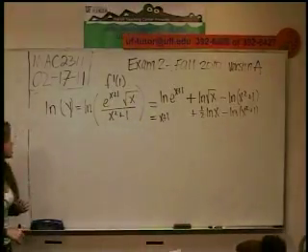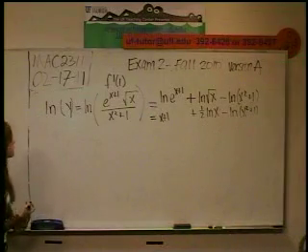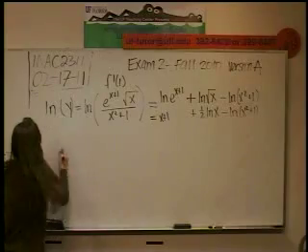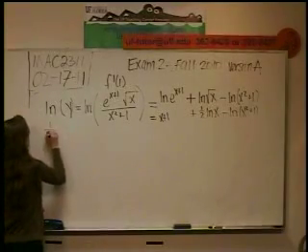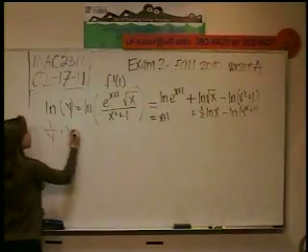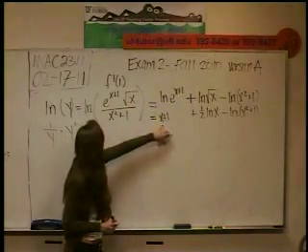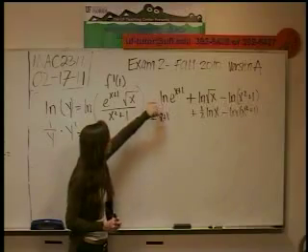So now I want to take the derivative of both sides. So this is going to become 1 over y, but remember we have to multiply it by y prime. And on this side, I'm going to be left with right here.